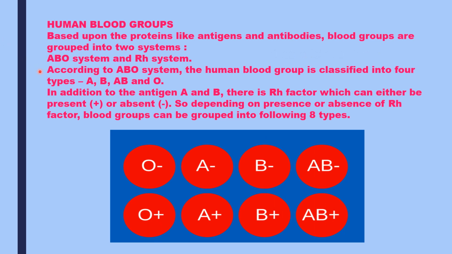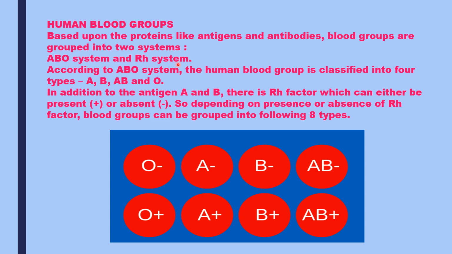During blood transfusion, it is necessary that the type of blood that has to be transfused should match with that of the patient. So depending upon the proteins like the antigens and the antibodies present in the blood, groups can be grouped into two systems. We have the ABO system and the RH system.